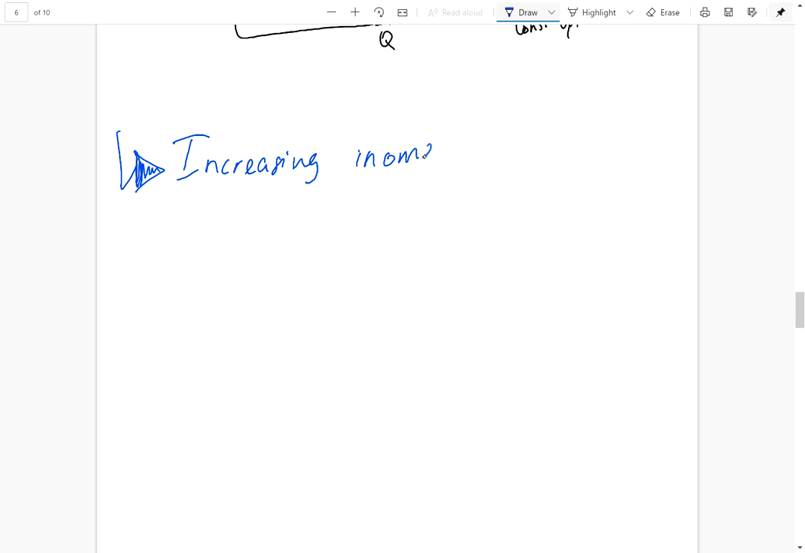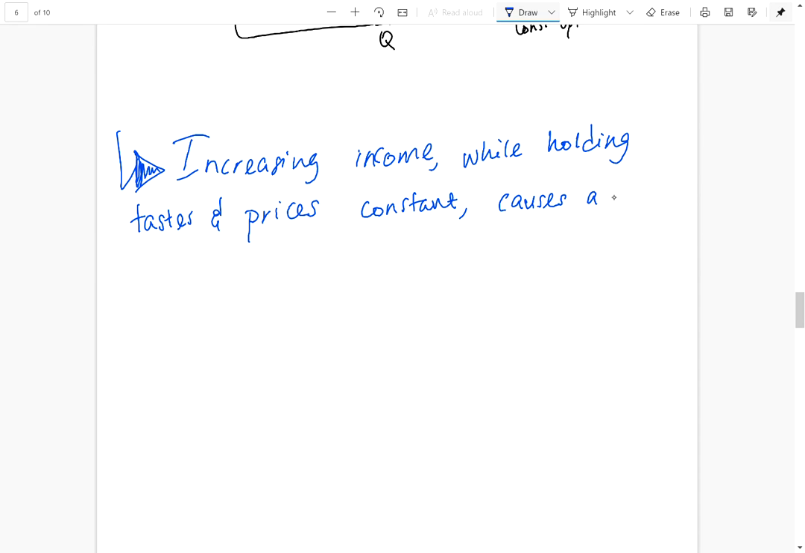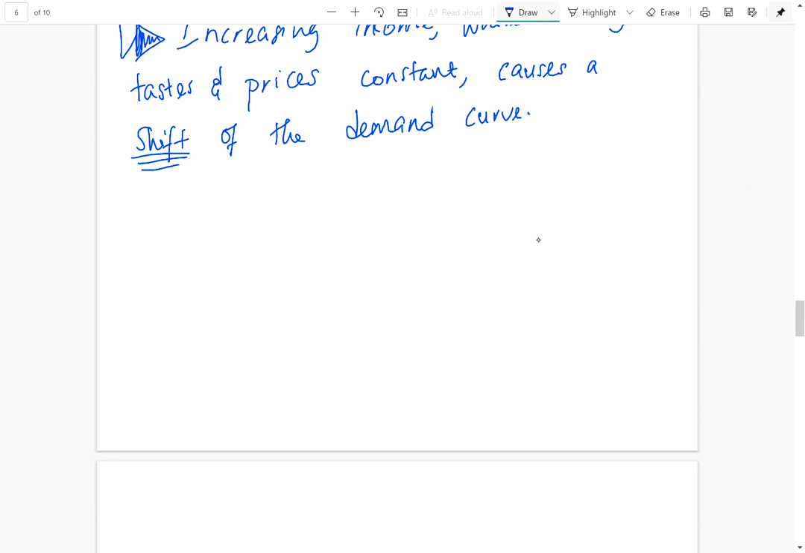Okay, so we see here that increasing income while holding tastes and prices constant causes a shift. We know this is not a movement along because the price of this good did not change. It causes a shift of the demand curve. So what we're going to do, like I said earlier, is show how this is true using our understanding of that optimal consumption bundle chosen by the consumer.